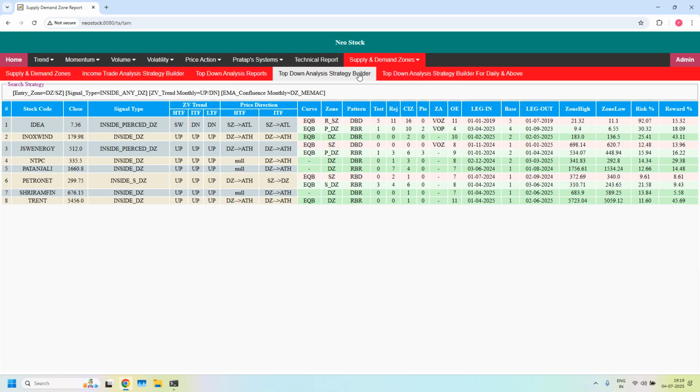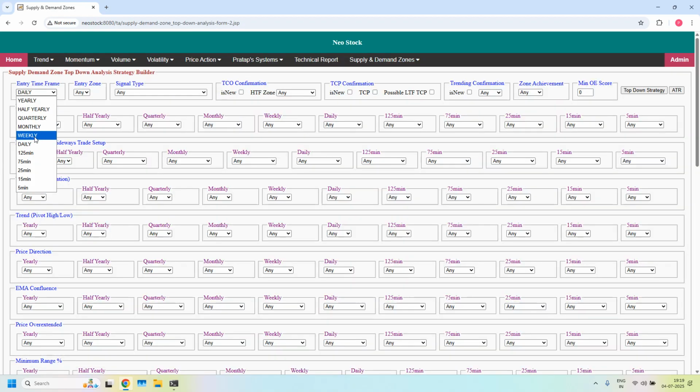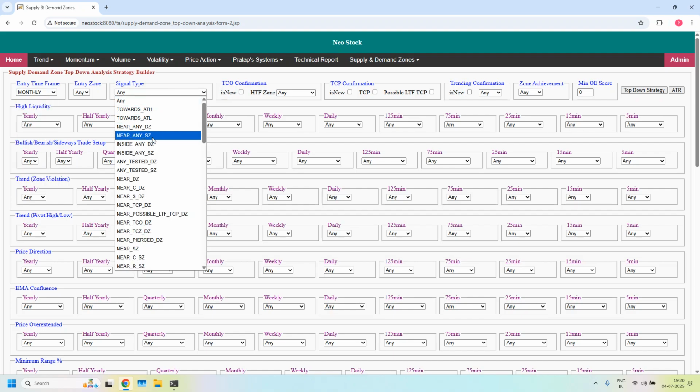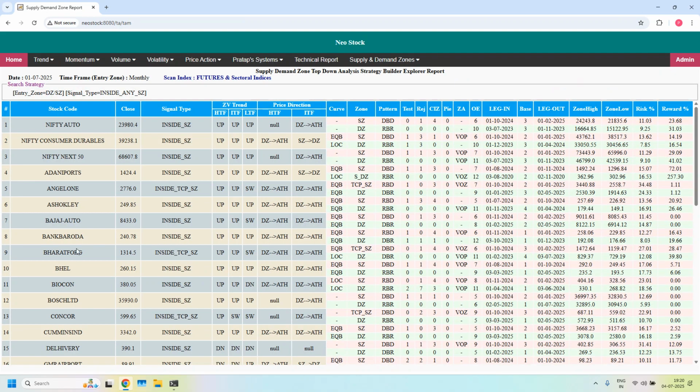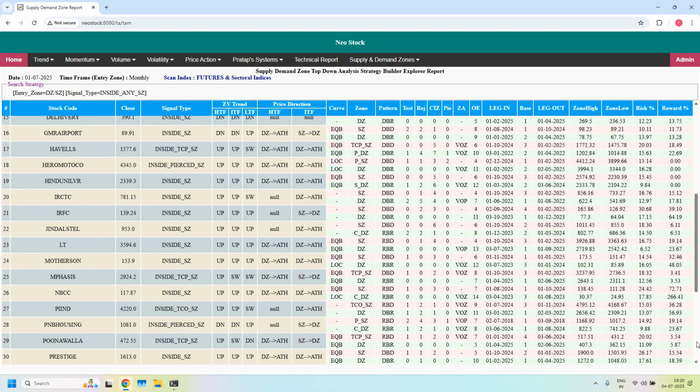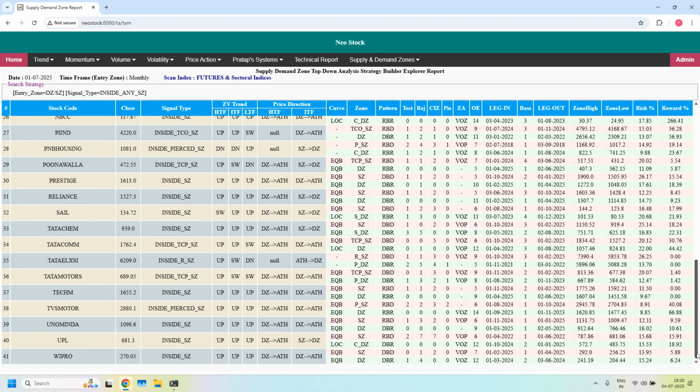Okay, next. Monthly time frame, price closed inside the monthly supply zone. We got several stocks, first 15 stocks in the list. Scrolling the list down. Total 41 stocks are filtered. Out of these 41, how many monthly supply zones are having monthly EMA confluence?